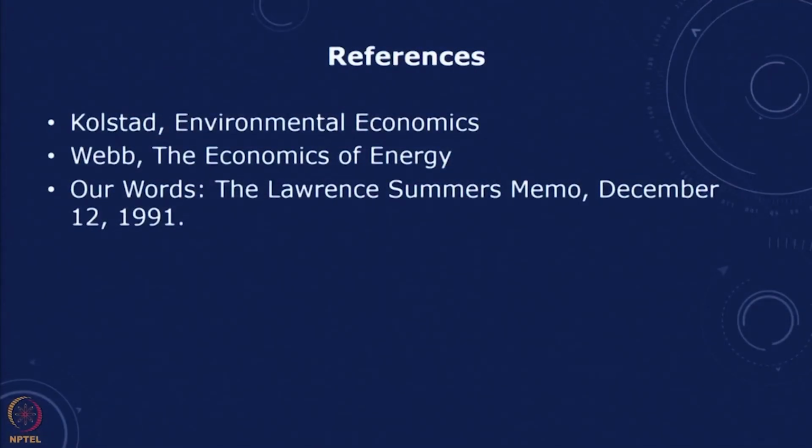You can look at more details in the book by Kolstad or the book by Webb, and you can look up the Lawrence Summers memo. In the next module, we will look at the different kinds of goods and services. We will look at what are known as public goods and private goods, and how we differentiate them, and then we will take that forward and look at goods and services and the environment, and try to see how we can include the environment in the calculations that we are doing for the market equilibrium.